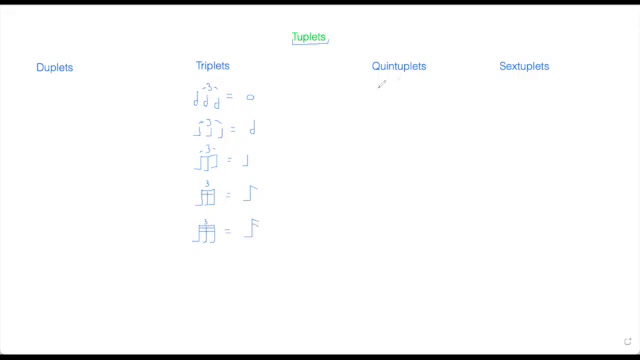I'm going to move on to the quintuplets now. So if I have 5 crotchets, and you see the number 5 on top to say that they are quintuplets, that whole thing would equal a semibreve. So it's a semibreve essentially divided into 5 equal parts. Quintuplet quavers give me a minim, quintuplet semiquavers give me a crotchet. And then quintuplet demisemiquavers. 1, 2, 3, 4, 5.